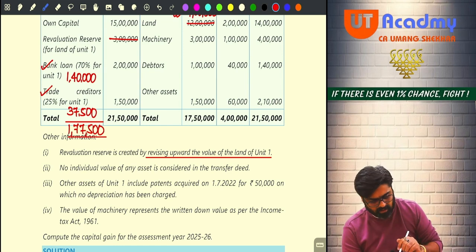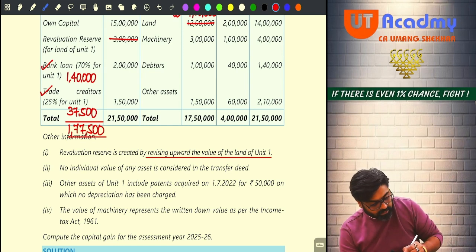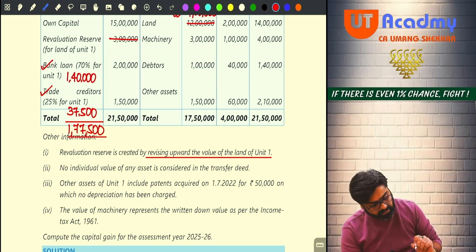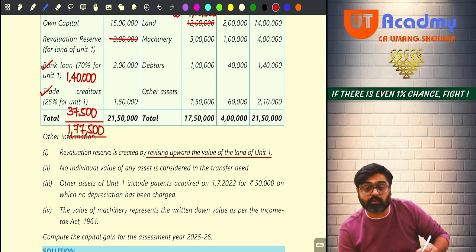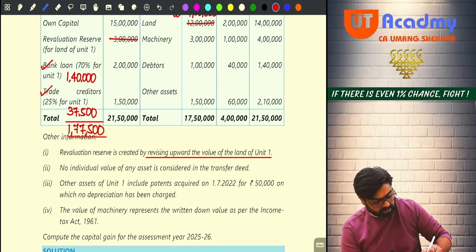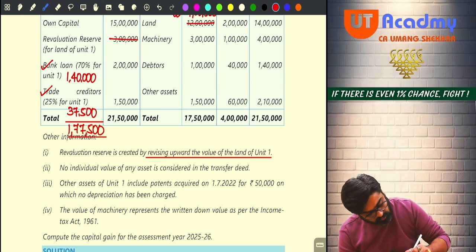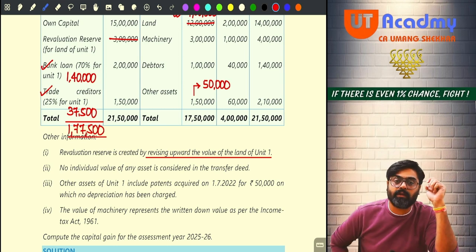Okay. Other assets of unit 1 include patents, 1,50,000. Includes patent acquired on 1st July 2022 for rupees 50,000 on which no depreciation has been charged. Meaning that out of this 1,50,000, 50,000 is the value of the patent which was acquired in 2022.